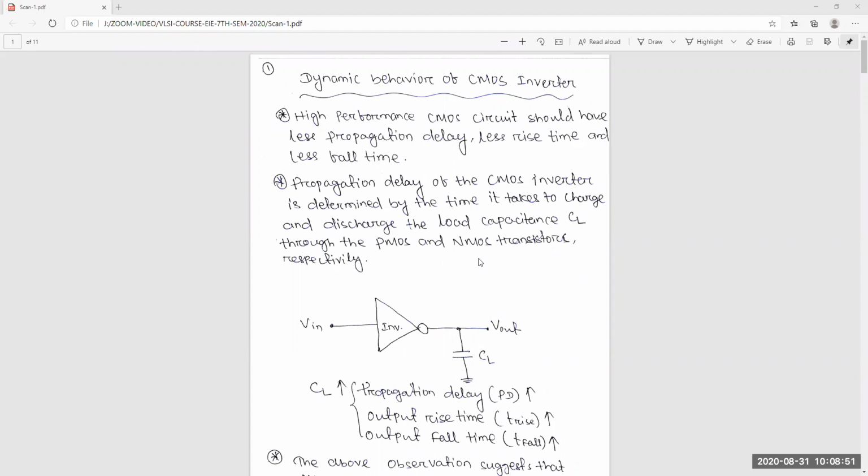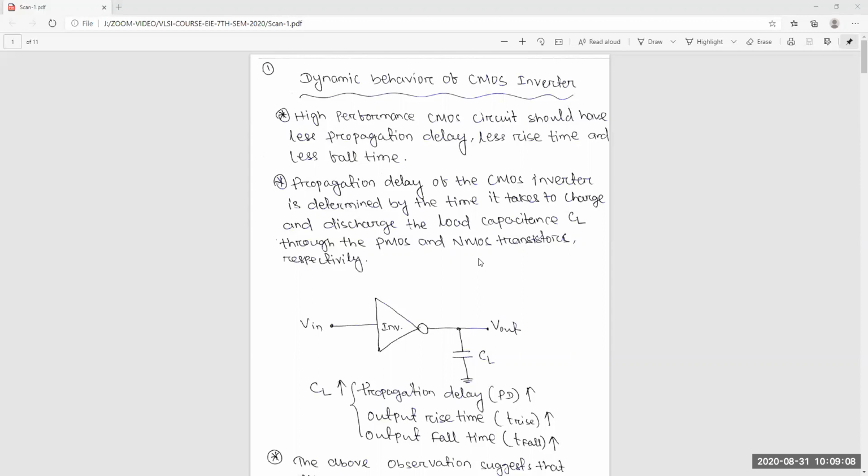So we have to study how this propagation delay, rise time and fall time come about, and how to minimize them. What is the main cause of these things? We'll discuss this, and once you understand this, we'll go to the next level.